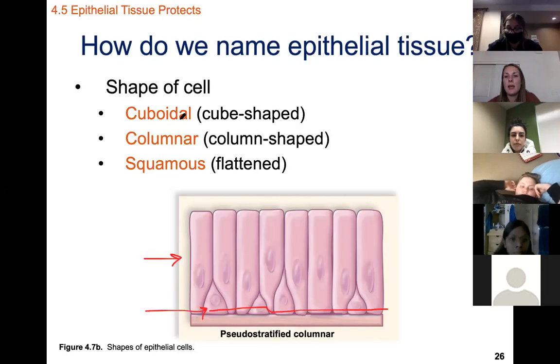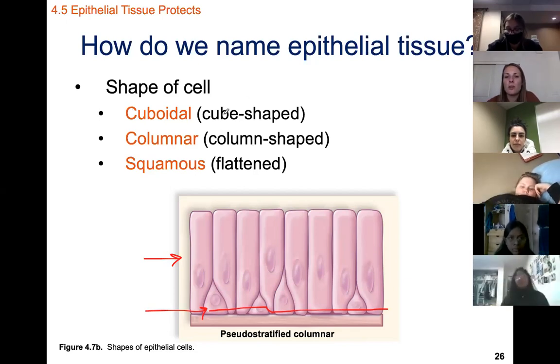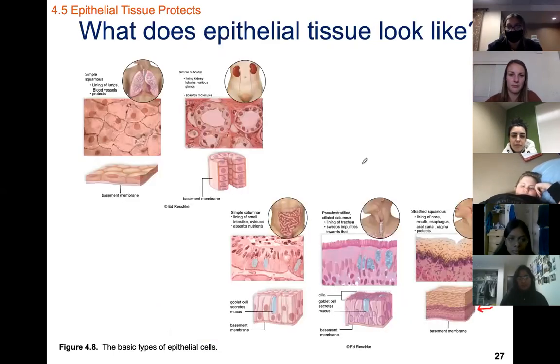You can then name the type of epithelial tissue by the shape of the cell. So you can name it cuboidal, which kind of looks like the word cubed. Columnar, kind of looks like columns. And squamous, which looks like flattened. I think of like when you squash something, when you squish it down. So here's a couple examples of those.